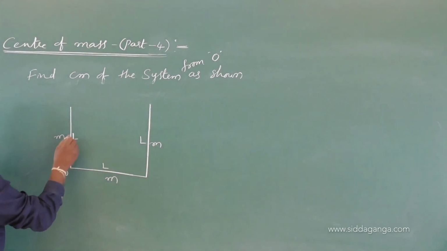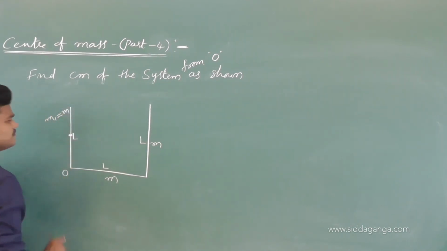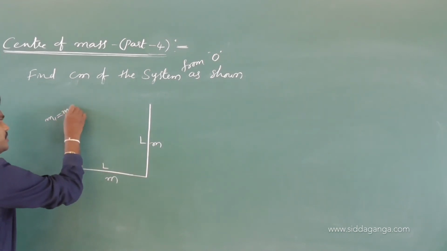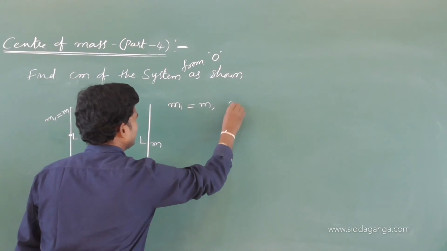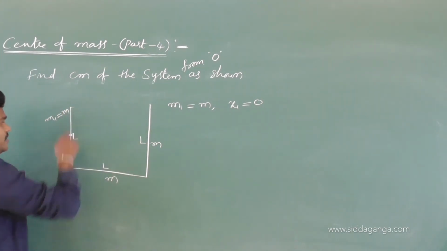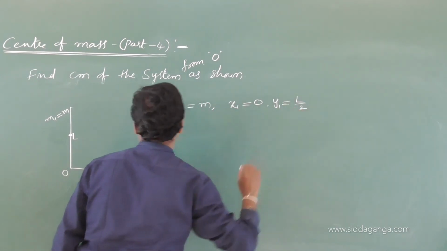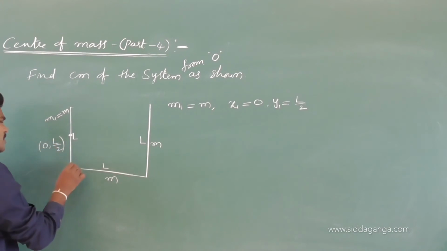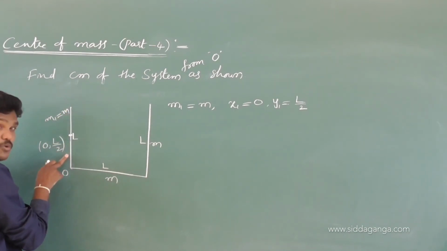Here, identify the coordinates. For this first one, let us take this as m1, equal to m, and this is the center of mass. It is at the center, along the y-axis from the origin. From here to here is length L. Tell me the coordinates of the first rod. m1 is m. x1 is 0. Along the y-axis x1 is 0. And from here to here is y1. So y1 is L by 2, because mass is distributed from here to here, so the center of mass is at the center.